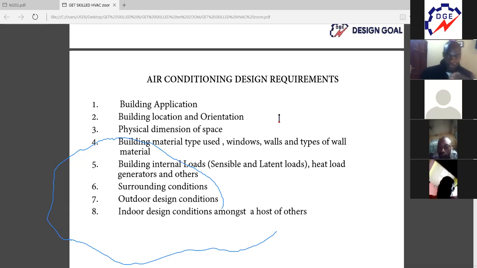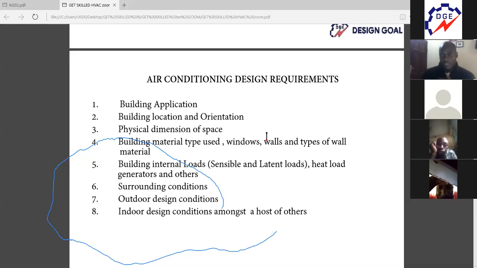These are some of the considerations you will put into thought, some of the basic design considerations that you will actually apply for you to get what you want in terms of the end product, in terms of the capacity you intend to achieve for cooling and for installation. One, we have building application.